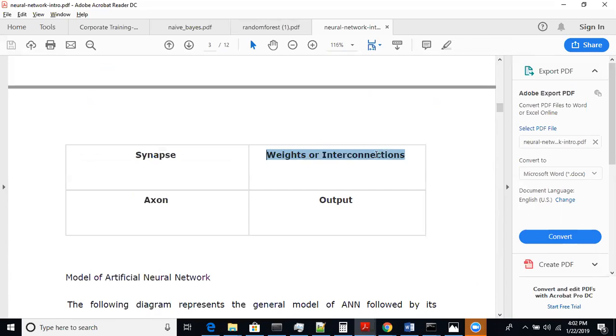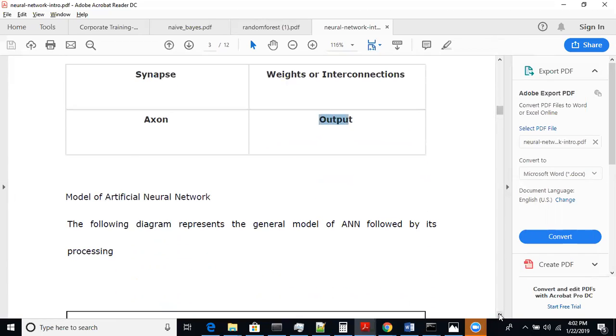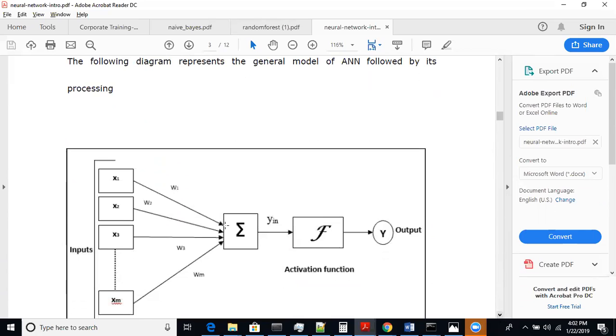Neural network, mostly you have probably observed. Axon is the output. Weight or interconnections, we know as the weight. So these are somewhat synonymous, though there are some differences. But look at this equation. It's all about how it processes the information.